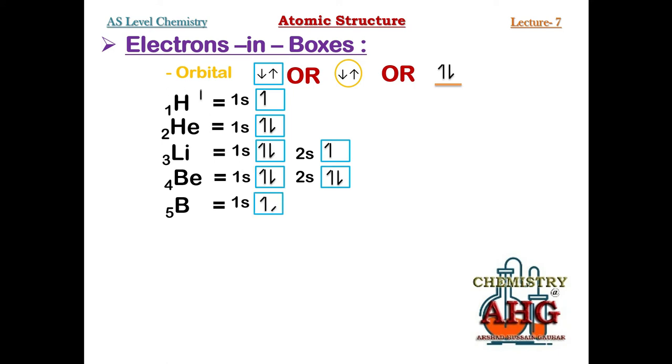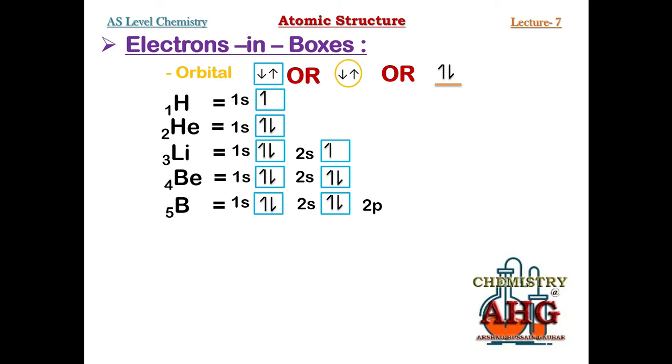Opposite spin, 2s, 1 box and 2 electrons. Simple. But when you are moving to 2p, now subshell p can contain 6 electrons. So it means there can be 3 orbitals, because an orbital is a pair of electrons. Since subshell p has 6 electrons, there are 3 pairs, so there are 3 orbitals.